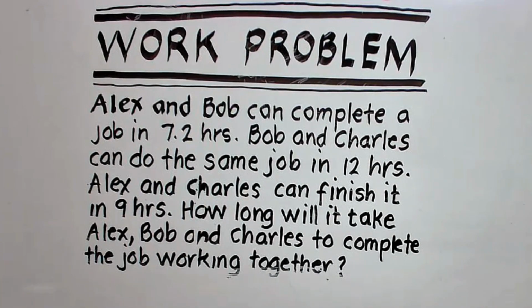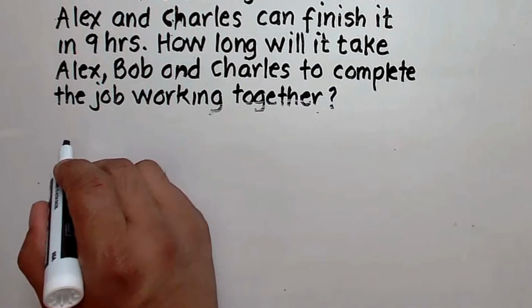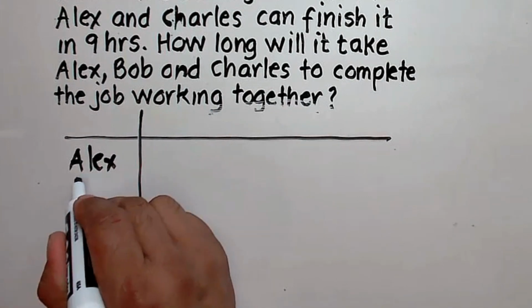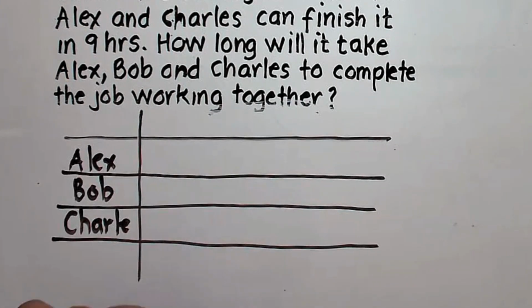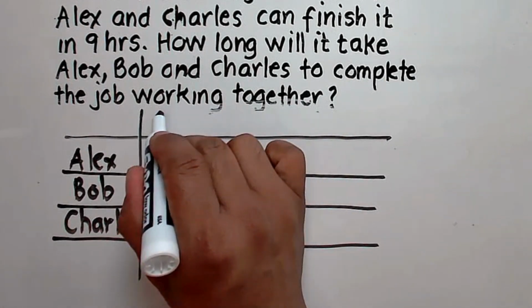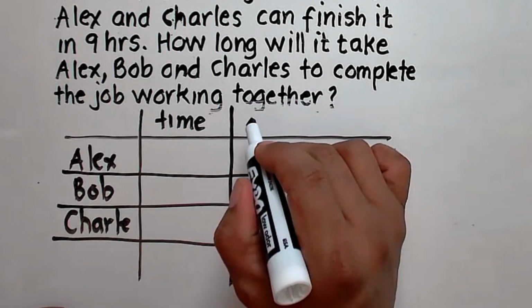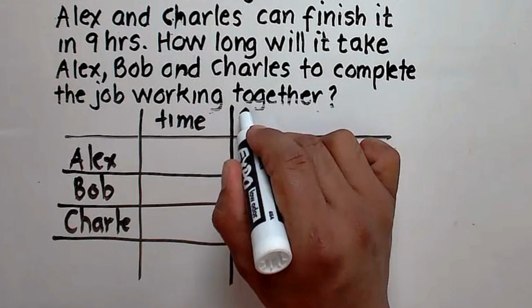But based on my personal experience, the way I solve problems like this is to always use a table. So let's create a table here. We have three actors here: Alex, Bob, and Charles. And when they perform some work problems, there is time. And the other column is called the rate. But the way I look at it, this is the part of the job done in 1 hour.